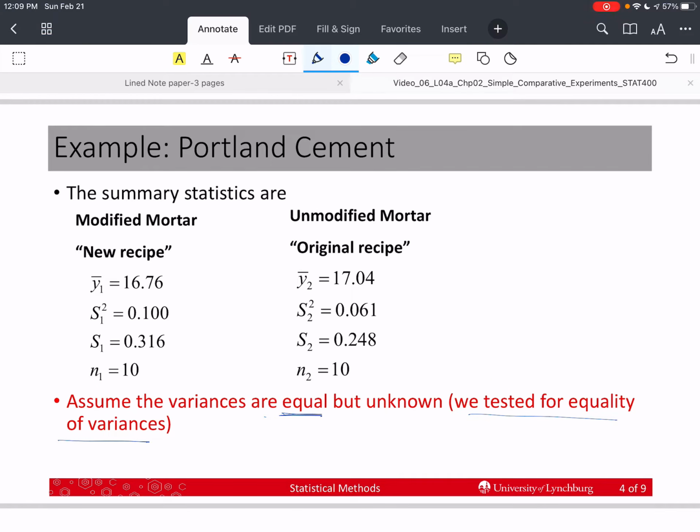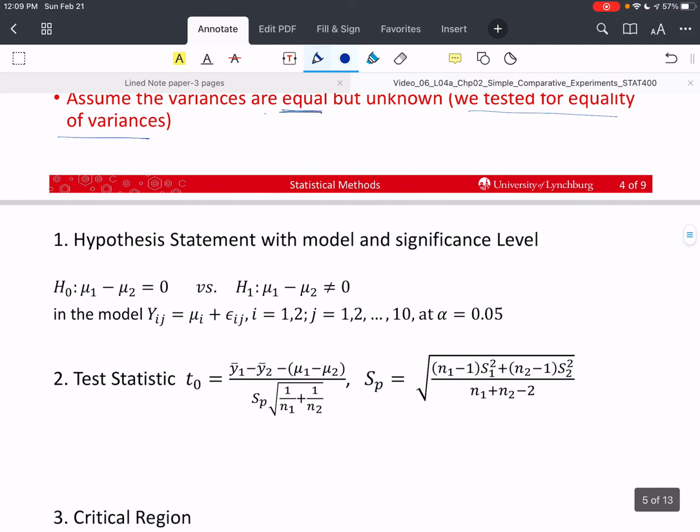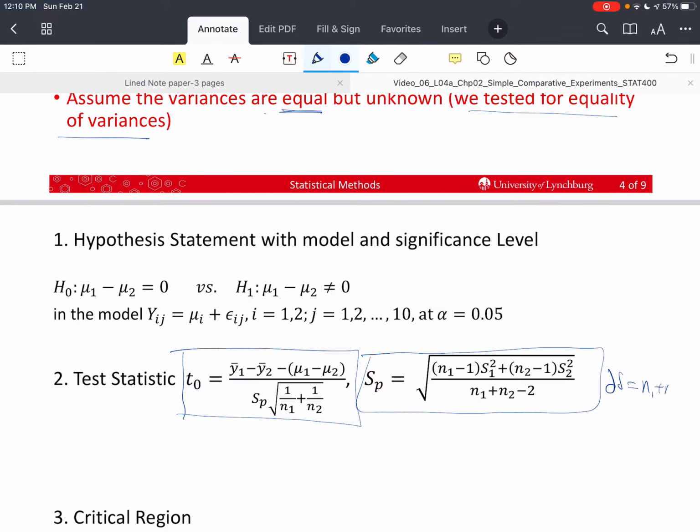So we go to the table that I've given you earlier that says the correct assumptions for the test statistic and the degrees of freedom. In this case, we're going to use this test statistic, and S_P is given here, and the degrees of freedom equals N1 plus N2 minus 2, which comes from N1 minus 1 plus N2 minus 1. All right, so there's 2 of them.